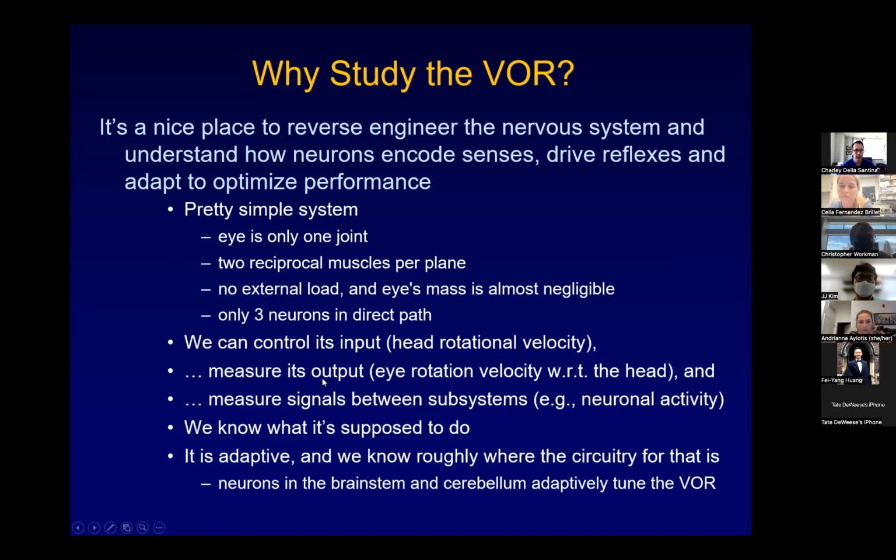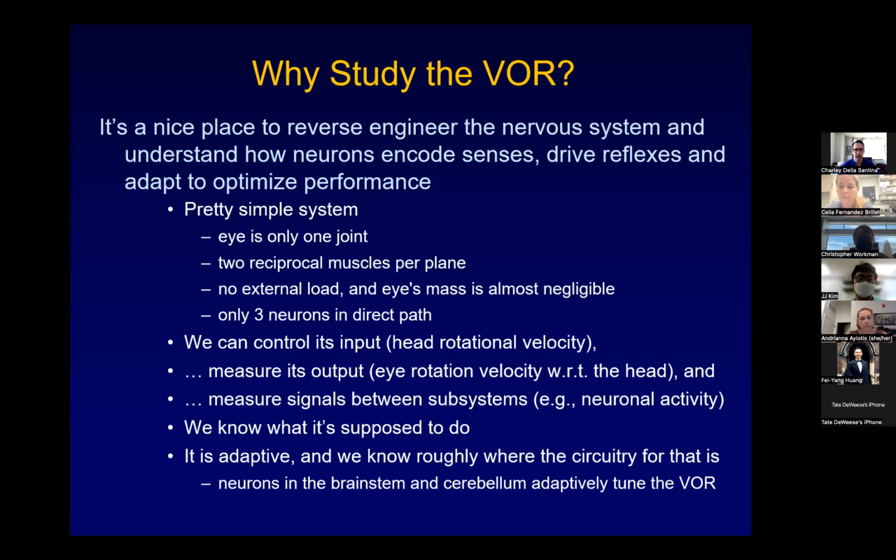So we can control the input, we can measure the output, and in fact, we can even access some of the signals within this system, not in humans, but in animals, where we can record the output of the vestibular nerve or the activity of oculomotor neurons. So it's a great place to learn how the brain works. We also have a pretty good idea of what it's supposed to do.